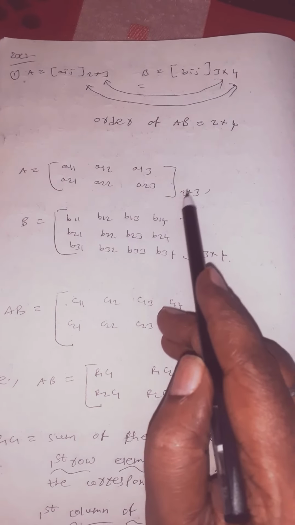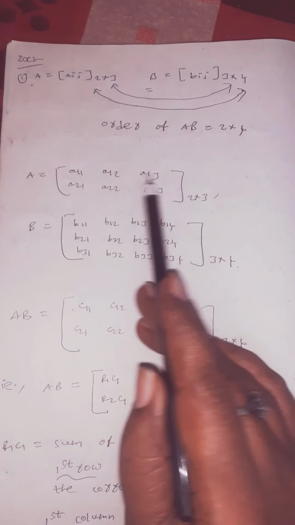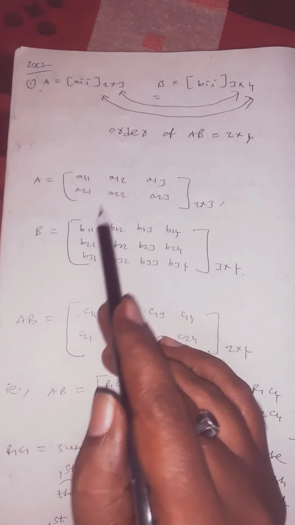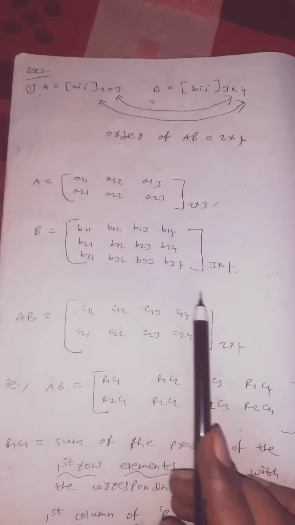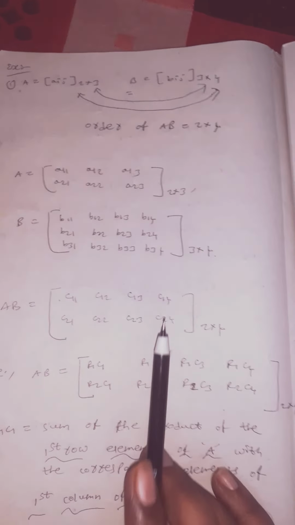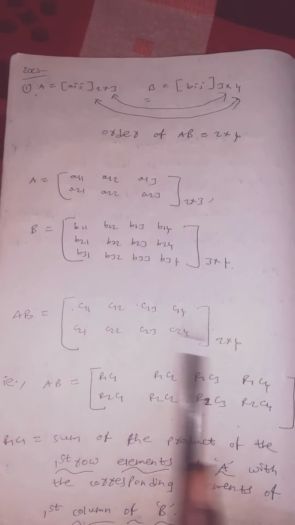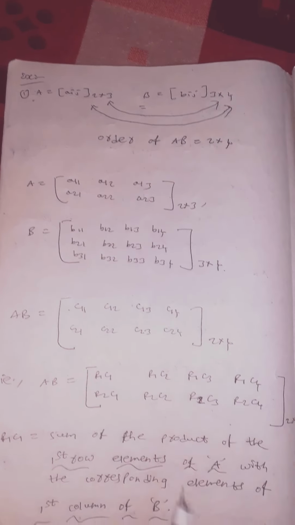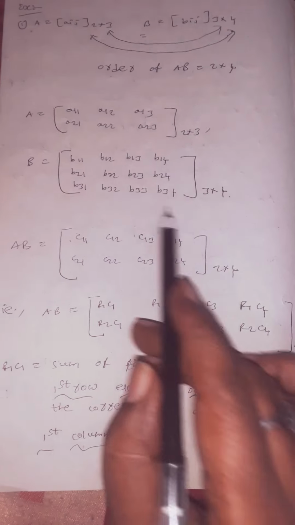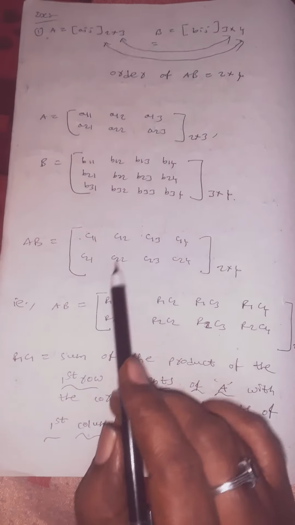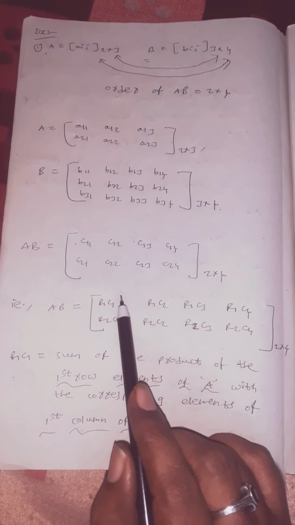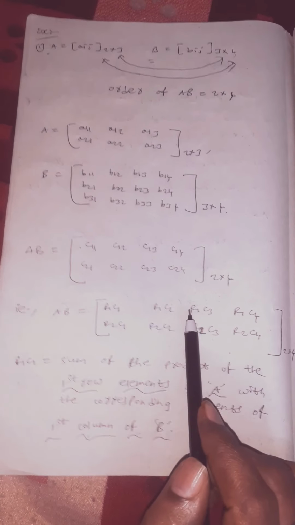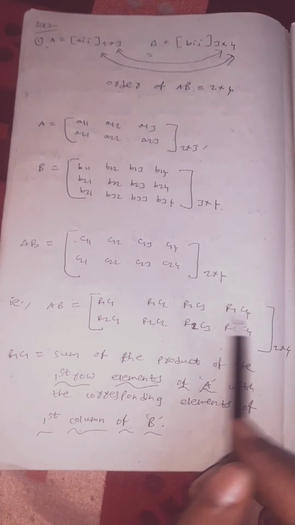Here we have taken a 2 by 3 matrix, which means 2 rows 3 columns. Here a 3 by 4 matrix means 3 rows 4 columns. So what order are we getting? 2 by 4, 2 rows 4 columns. How will we get these 4 columns? Generally, we multiply R1 C1, row 1 column 1, then R1 C2, R1 C3, R1 C4.